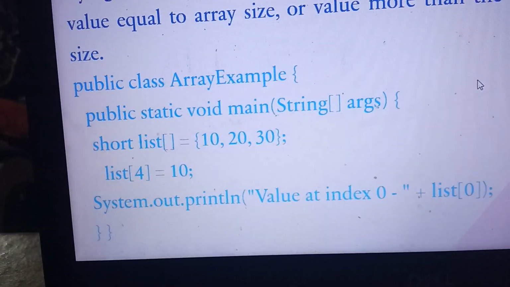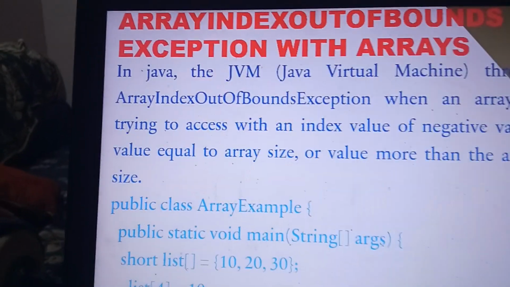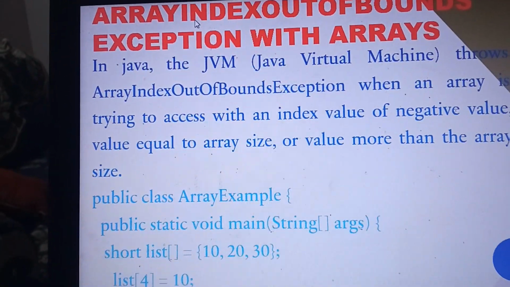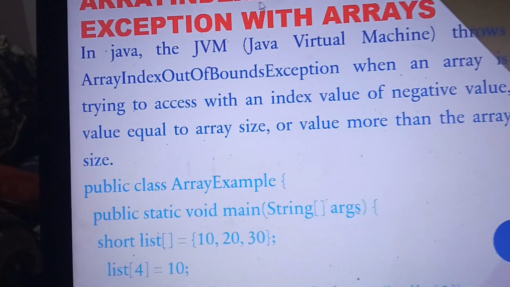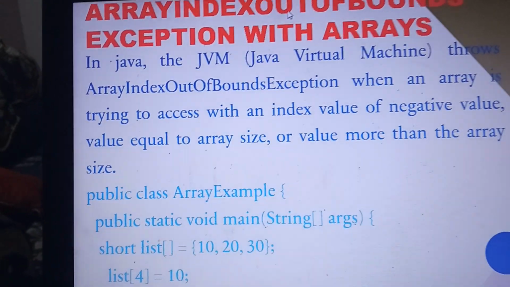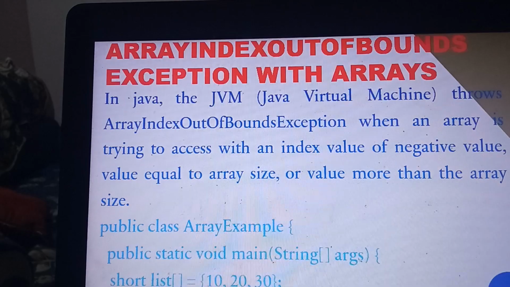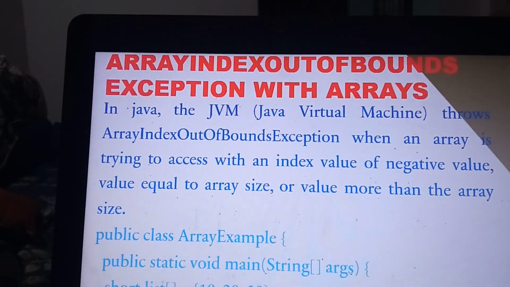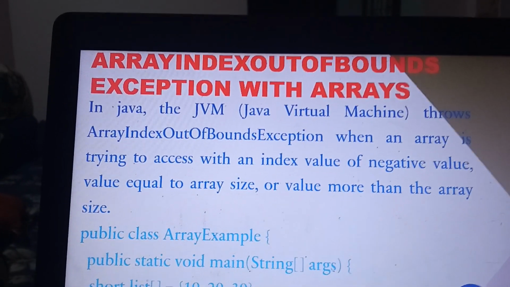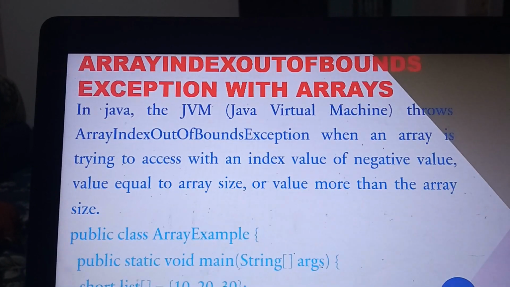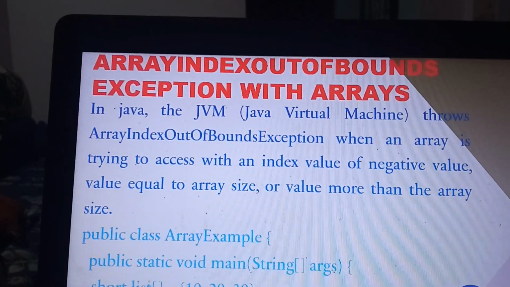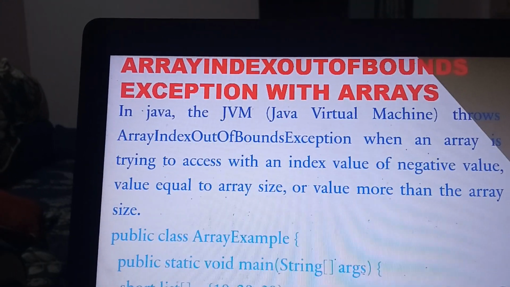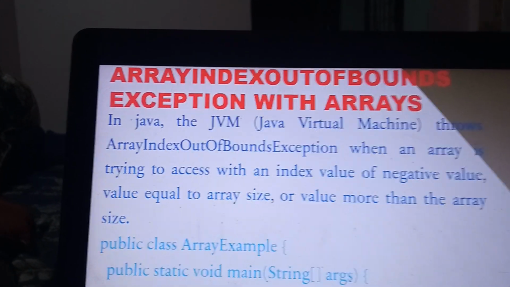We can directly declare the values also. Then, array index out of bounds exception, because we always assign or access the values by using the index number only. But once you declare the size, we must assign the values according to that index number only. If that index number is out of bounds, meaning it is greater than the size, then it automatically raises an array index out of bounds exception.